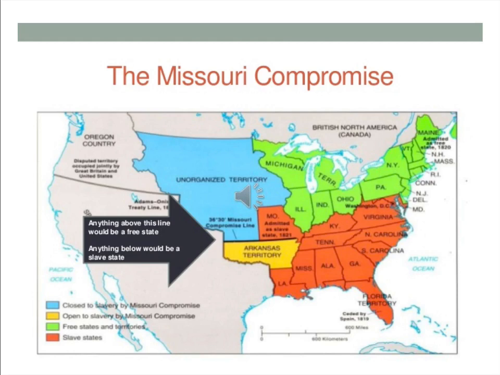And it's not a terribly big deal because it seemed to settle it at the time. But look at the map. The map shows you the unorganized territory up here and the little tiny territory of Arkansas down there. Oh dear. It looks like there's not going to be as many slave states as there are free states if this unorganized territory up here gets carved up into maybe 5, 6, 7 states.